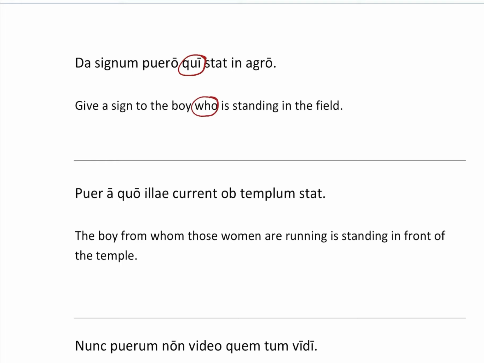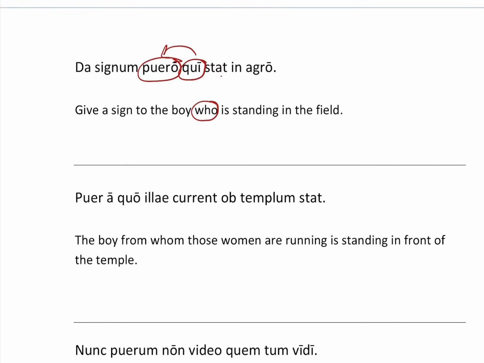Right? So if we said, who is standing in the field? Who is standing in the field? The sign or the boy? Well, it's clear that puero is referring to who. And how to know that is that we can substitute the word boy, and we can see for qui, we see the boy is standing in the field.